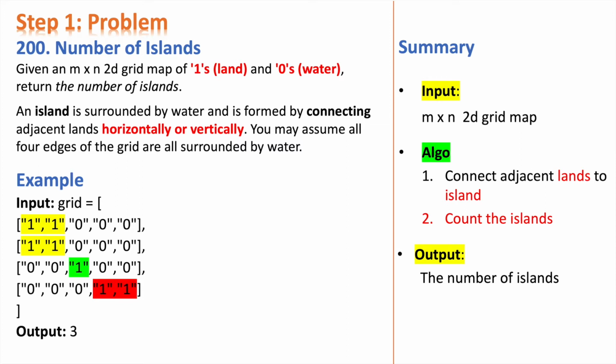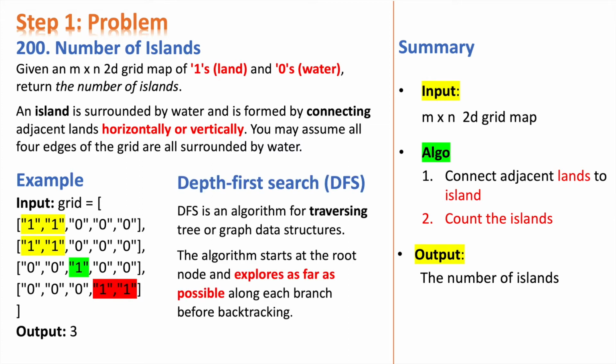We are going to use depth-first search, DFS, to solve this problem. First, let's review what DFS is. DFS is an algorithm to traverse a tree or graph. It starts at a node and explores as far as possible. Now that we know what DFS is, let's look at how we solve the problem.